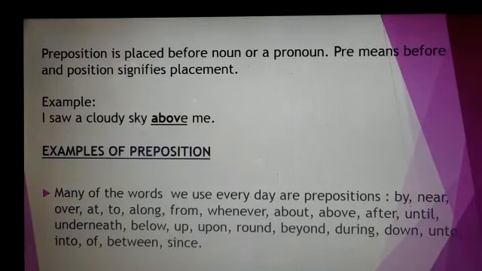Preposition is placed before a noun or a pronoun. The word pre there means before, and of course position signifies placement. For example, I saw a cloudy sky above me. Remember that above there is a preposition and me is a pronoun. So preposition is always placed before a pronoun or a noun.